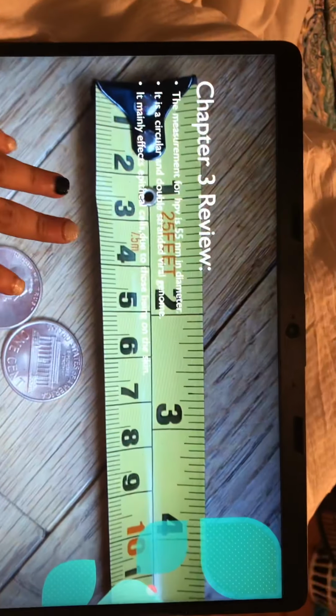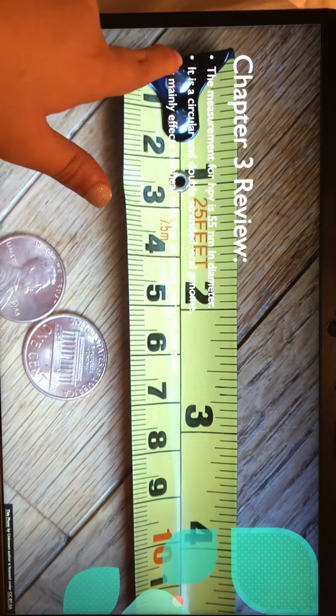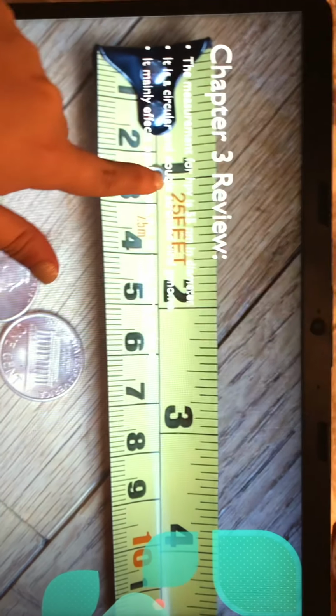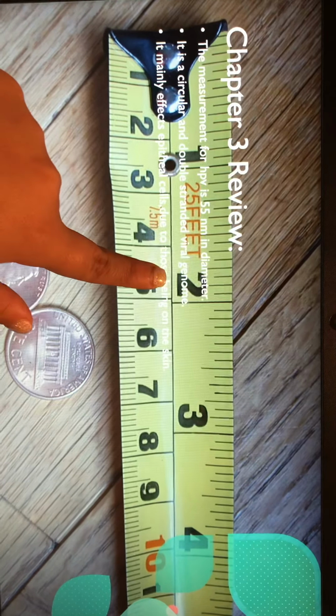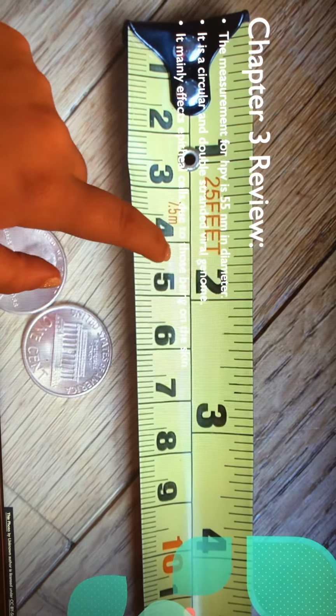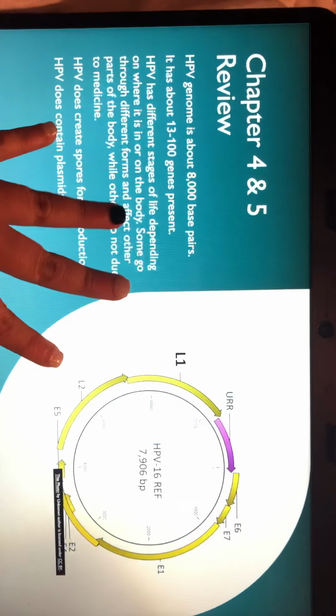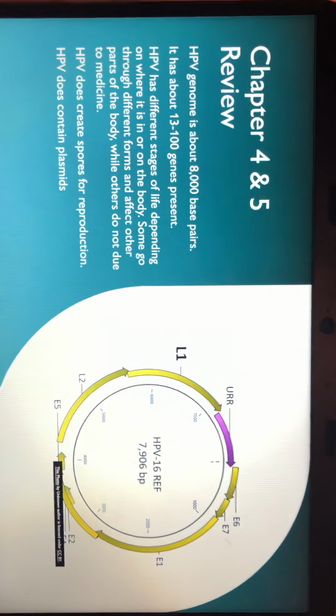Moving on to chapter 3, it shows the measurement, which is 55 nanometers in diameter, that the shape is circular with a double-stranded viral genome, and it mainly affects the epithelial cells due to those being on the skin. Chapter 4 and 5 review. This is just a picture just chilling there.